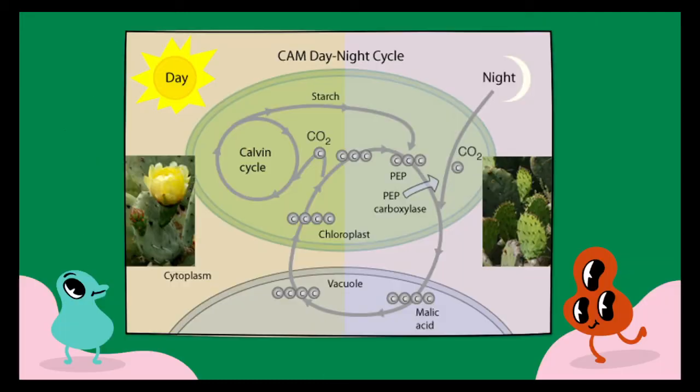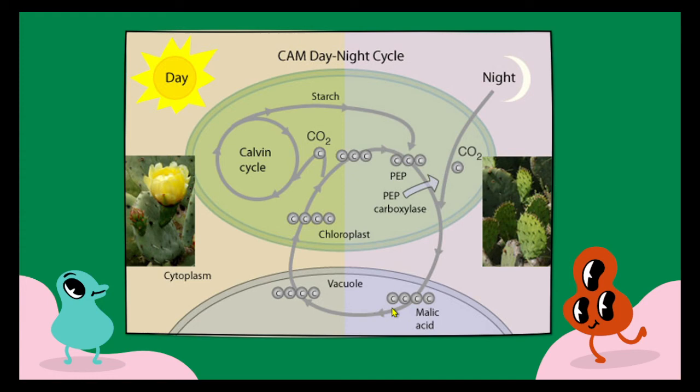Okay. So here is a detailed picture for the CAM day to night cycle. We start with the night. Let's look at the night here. So the stomata is open. That means carbon dioxide can enter, right? It also has different enzymes here like the PEP carboxylase to fix carbon with PEP, so it can become malic acid, and it will be primarily stored in the vacuole.